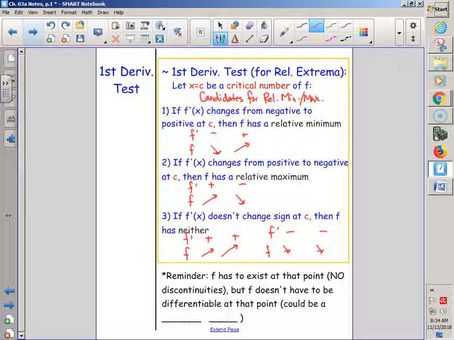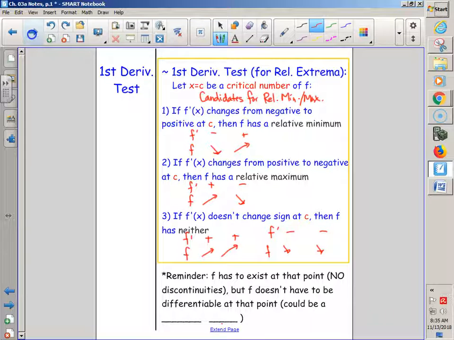This is called the first derivative test. I put relative extrema in parentheses because as we learn something called the second derivative test, we lose the fact that we're looking specifically for relative extrema. At the very bottom, there's just a reminder. f has to exist at that point. If this is not a critical number, if this is like a vertical asymptote or a hole, that's not a min. If this is like a hole or a vertical asymptote, this is not a max.